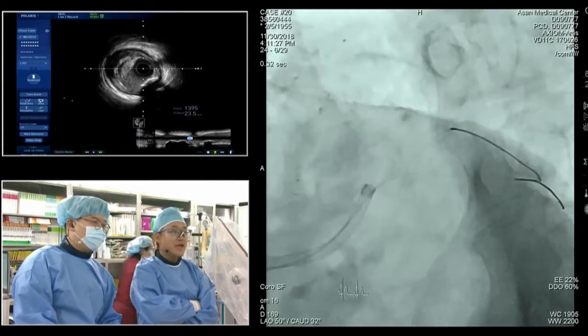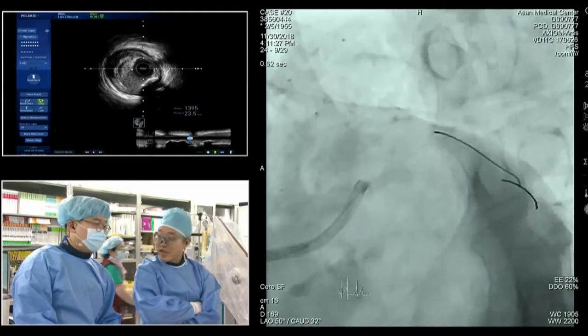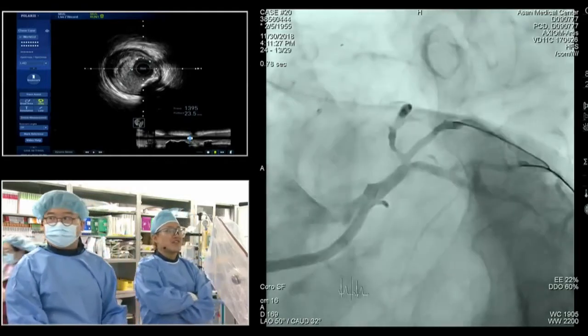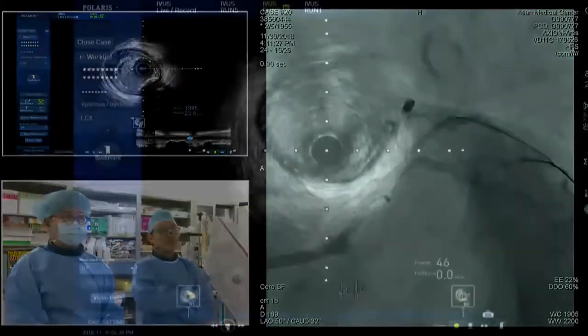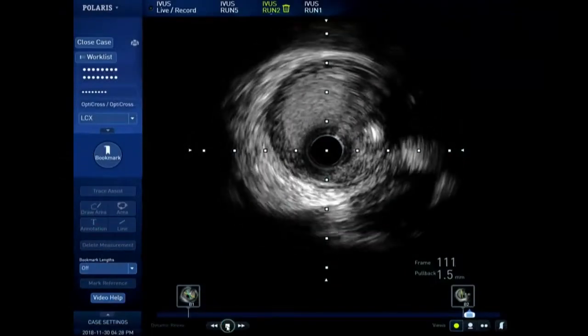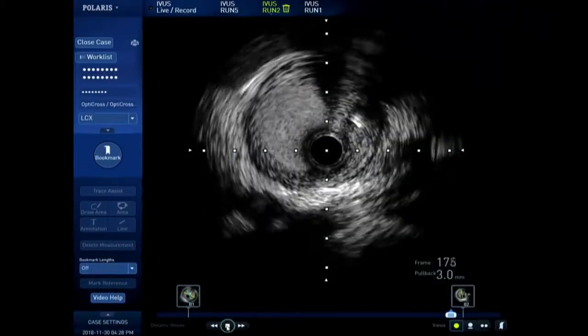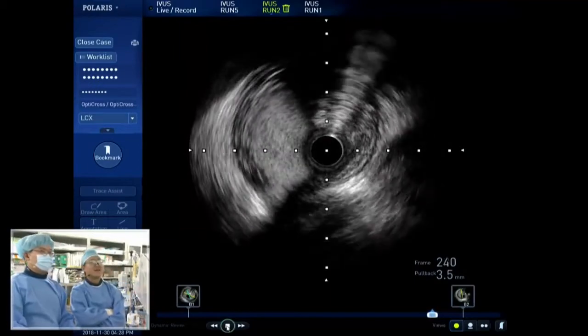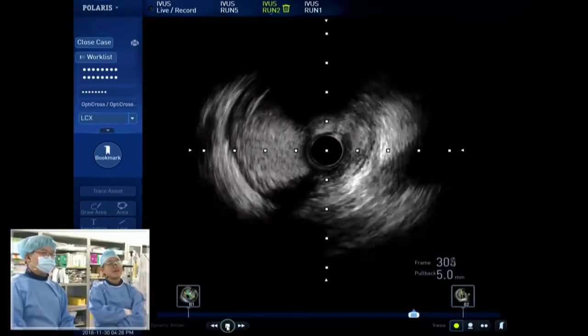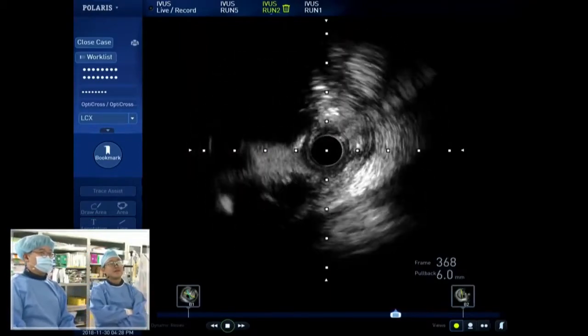At this point, we checked the IVUS again. Okay, could you show us the IVUS after the predilation? This still needs something more. I mean, yeah, we will do cutting. It's better, but it's not enough.